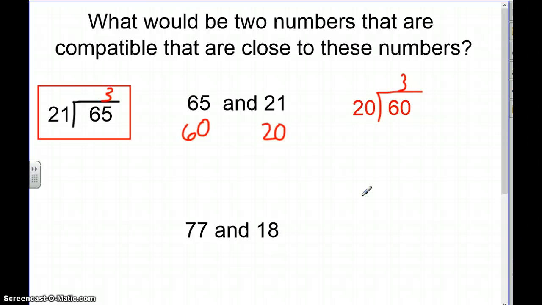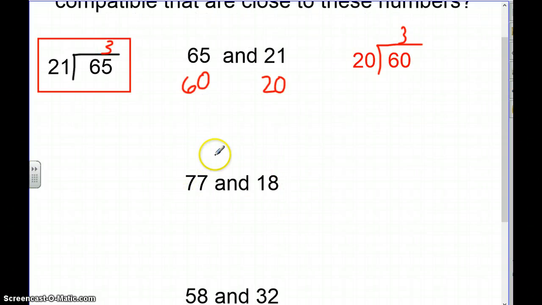Okay? I want you to look at this example right here, 77 and 18. And I want you to think of some compatible numbers that are close to these two numbers. So it's kind of like we're doing some rounding, all right? So what is a number that's close to 77 that's a friendly number? Hopefully the number that popped into your head is 80, right? 80 is a really friendly number, easy to work with, and it's close to 77. And how about 18? What friendly number is close to 18? Well, I'm thinking that 20 is close to 18.